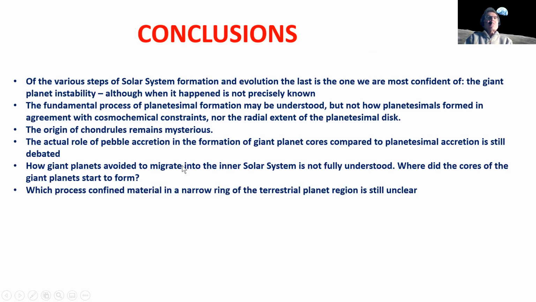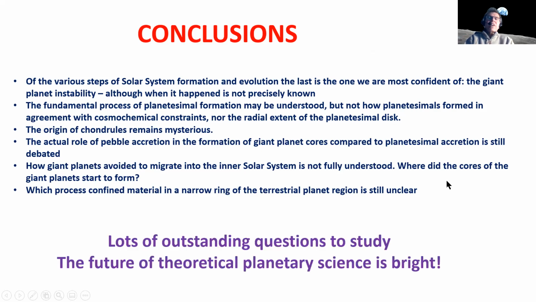And finally, which processes confine the material, planetesimals and embryos, in a narrow ring of the terrestrial planet region, 0.7 to 1 AU, in order to create this nice mass distribution that we see from Mercury to Venus, the Earth and Mars, is still not clear. So there are plenty of things which are not clear.